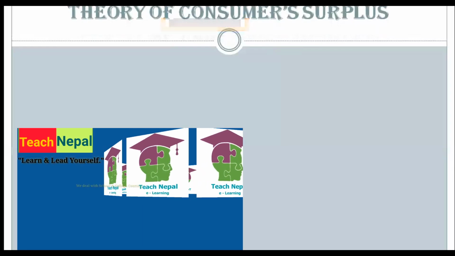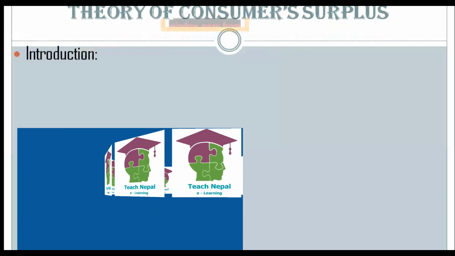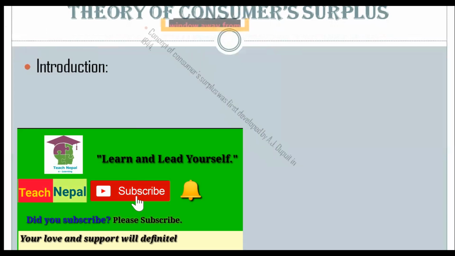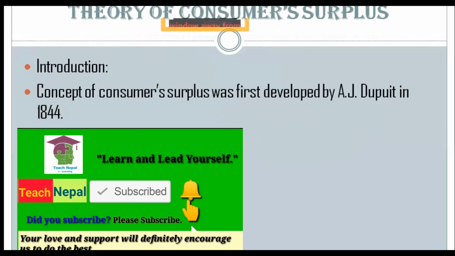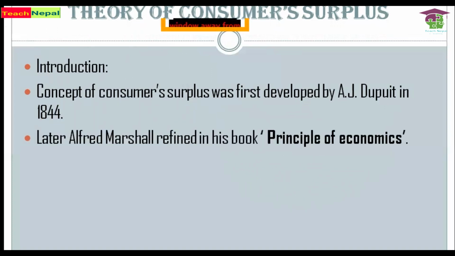Topic: consumer surplus. Let's go through the introduction first. The concept of consumer surplus was first developed by A.J. Dupuit in 1844. Later, renowned economist Alfred Marshall refined it in his book Principles of Economics.